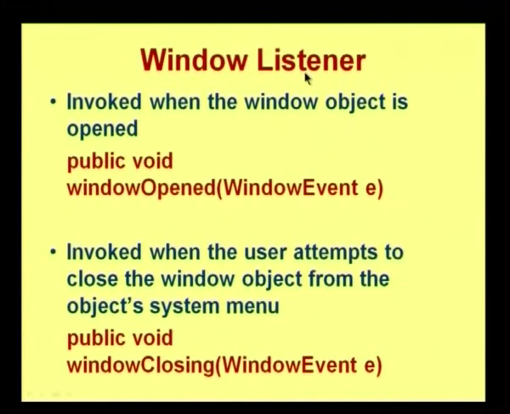Next is your window listener. This window listener is invoked when the window object is opened. The windowOpened method is called when I try to open a particular window. Here I get a window event, and from the window event I can get a few parameters regarding the window: my x y position, my height, my width, whatever I have set.